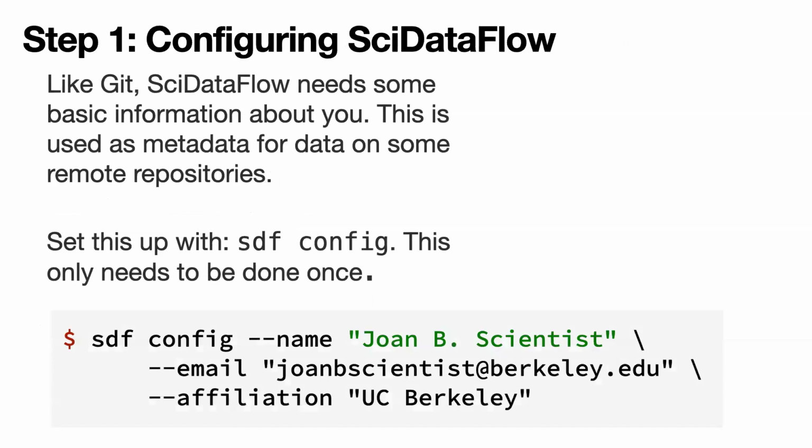So first, you're going to want to configure SciDataFlow. The way you can do this is with the command sdf config, and just type out --name and enter your name. The reason we're doing this is that one of the data repositories, I think it's Zenodo, but maybe it is Figshare, I'd have to check, makes use of this. When you try to submit new data, it'll ask what your affiliation is and what your email is.